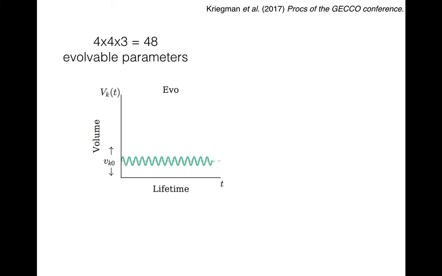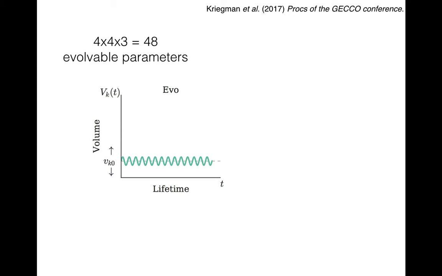And in the Evo case, we're going to evolve populations of robots where each genome is encoding 48 evolvable parameters, which is the fixed resting volume of each voxel. So VK0 represents the resting volume of the kth voxel. And then remember that the controller is oscillating the volume of that voxel around that VK0. So each of the 48 voxels has its own resting volume. That's Evo. We're going to evolve those 48 parameters.